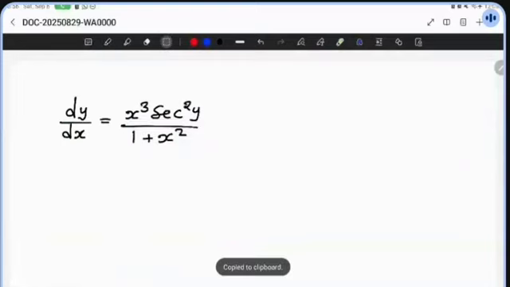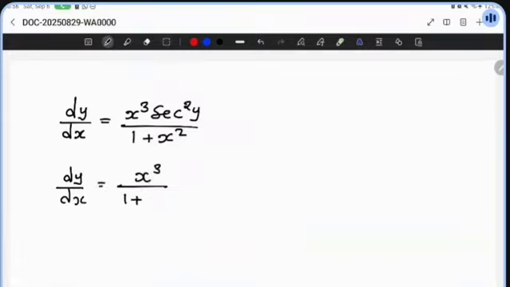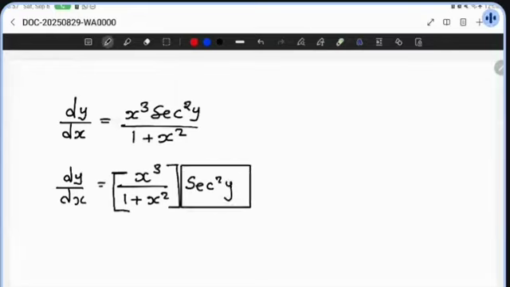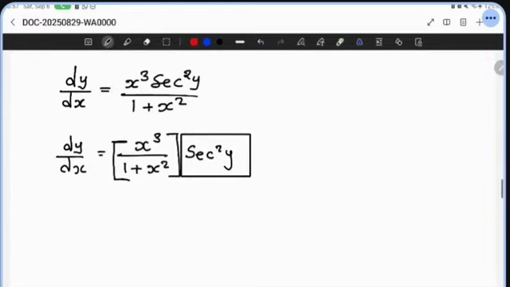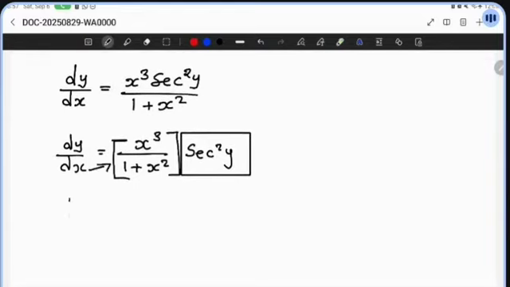So the first step is being able to separate. Isolate dx with everything x, isolate dy with everything y. So can we do that? Observe that here I can write this as dy dx equal to, now I can view this as x to the power 3 over 1 plus x squared. Everything here has an x, and this is multiplying sec squared y. Everything here has y. So I need to get rid of everything y from the right side. The dx will cross multiply. So now I have dy is equal to x to the power 3 over 1 plus x squared.